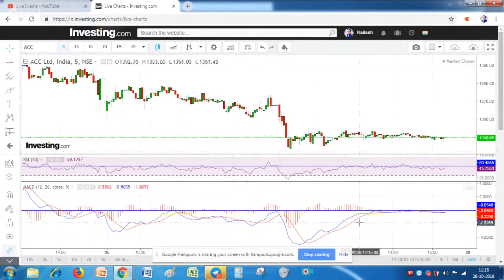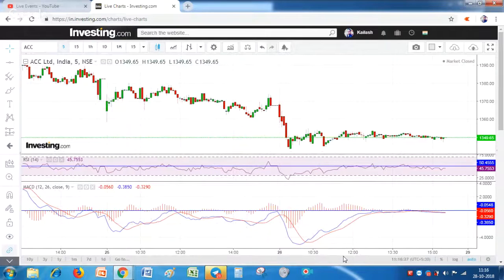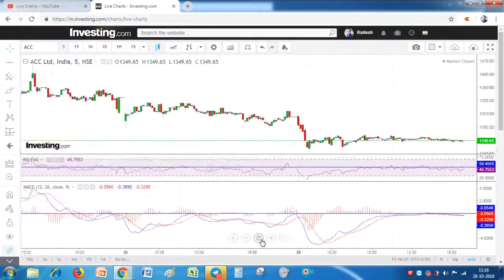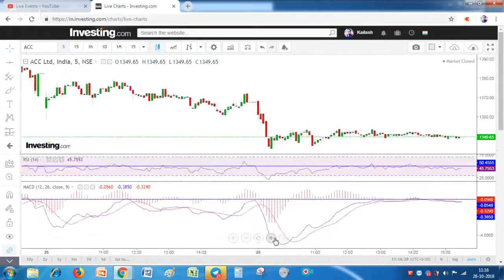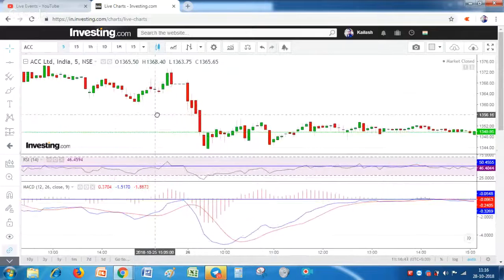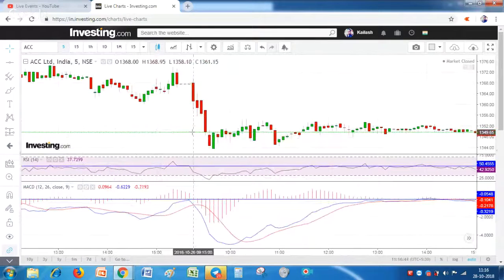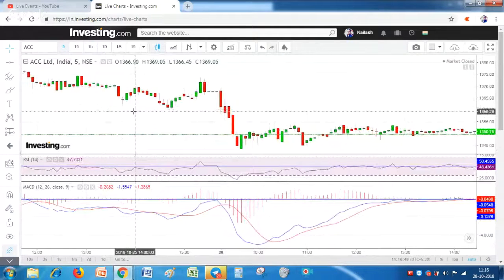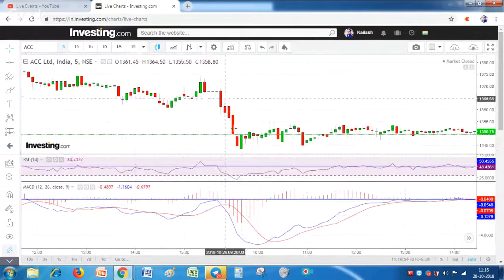Friends, you can see here that at this level, I will make this screen a little bigger so that everybody can see clearly. See here, friends, we have to take two confirmations from two indicators if we want our trading to be more successful. Let me explain from this point of time.